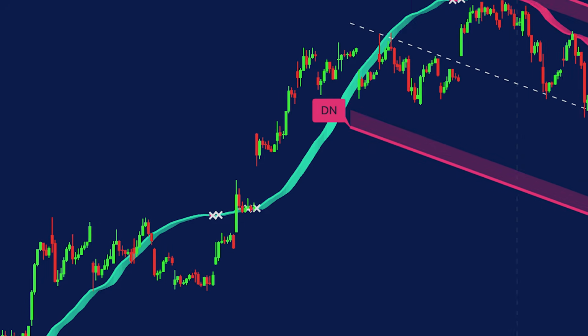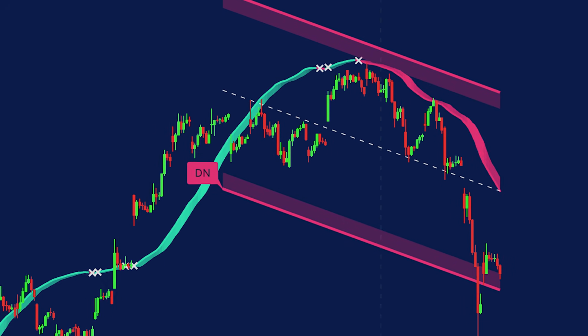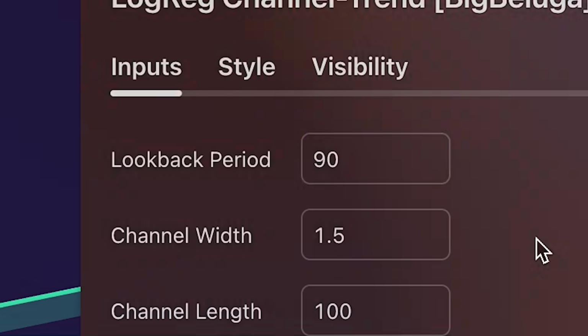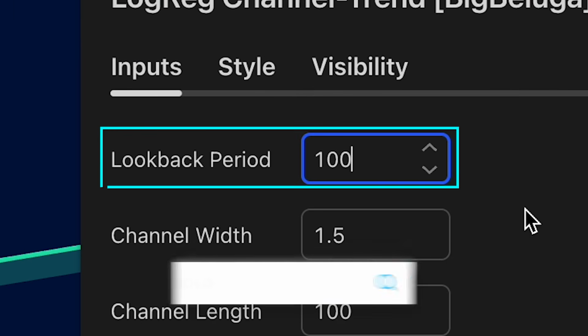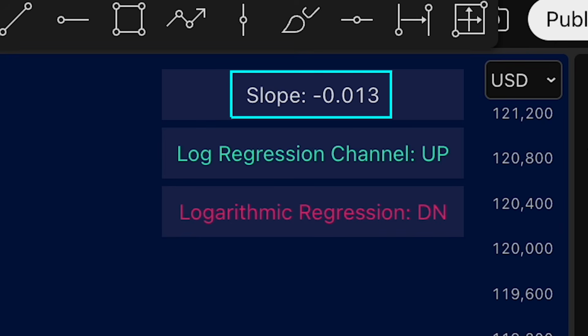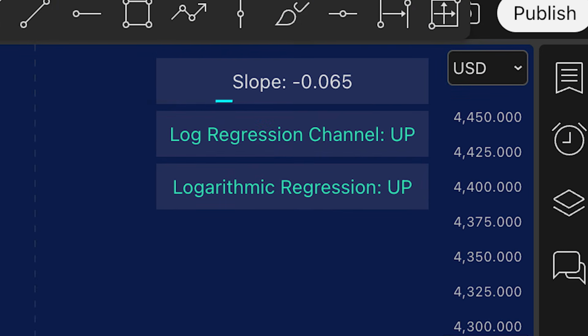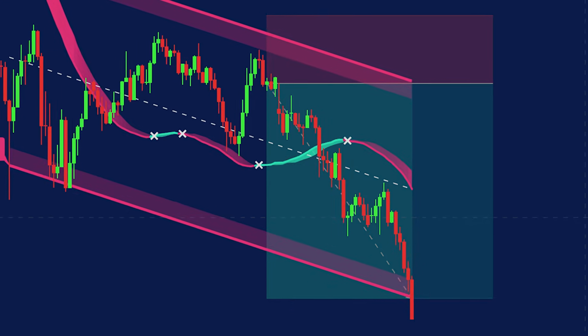Stocks trend steadily over longer periods, so the extended look back gives you a cleaner mathematical fit. For day trading stocks, drop it to 90 on 5-minute charts. For gold, set look back period to 100, but watch the dashboard slope value carefully. Gold has explosive moves with sudden reversals, so pay extra attention when the slope value exceeds plus or minus 2.0. That's extreme momentum that often precedes exhaustion.